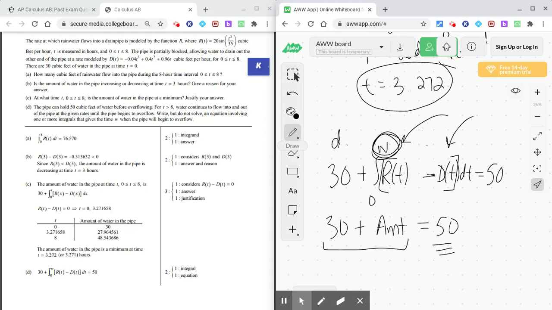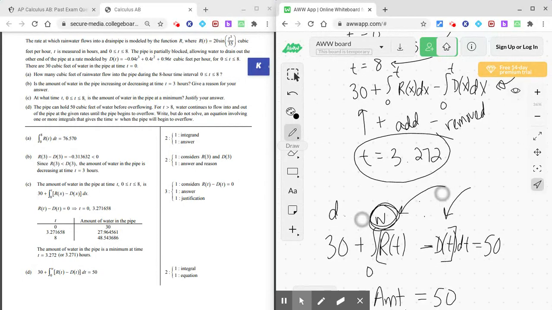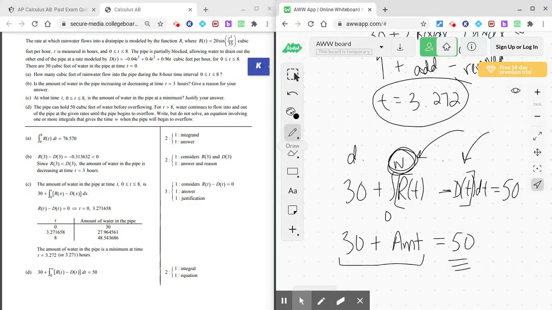Think about what we did in the last part, in part C. At time equals 0, we had 30 cubic feet of water. When we put our time into this same function here, it gave us the amount of water at any particular time. I'm just going to take that function and say, okay, let's make this time the variable and set this thing equal to 50. If you can give me the time when this 30 plus the integral is equal to 50, that would solve it for me.